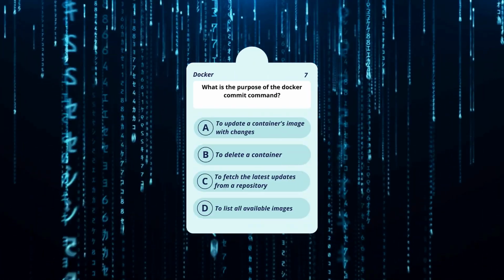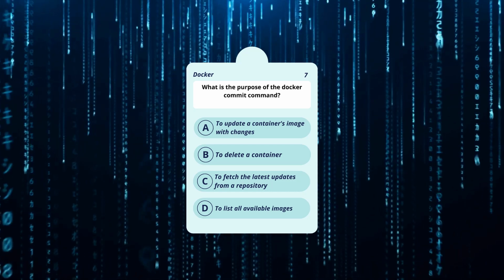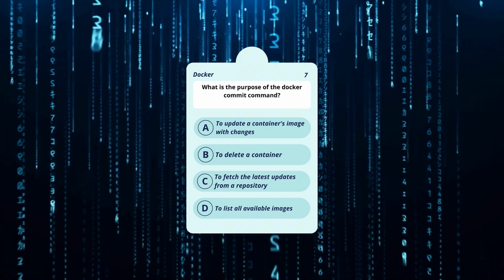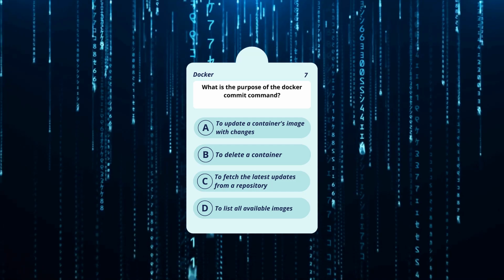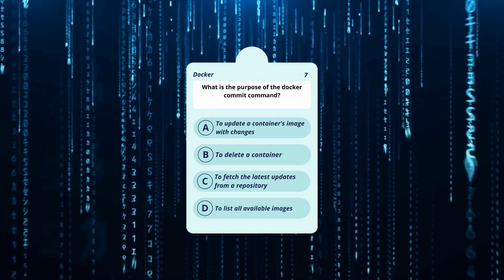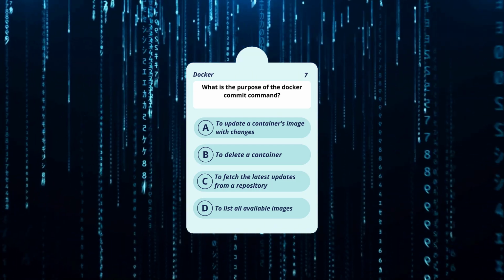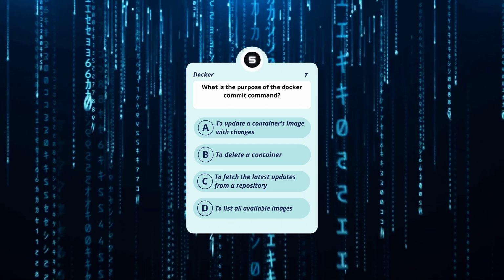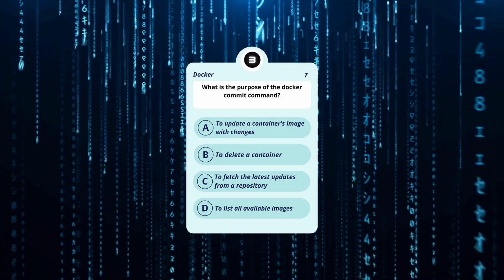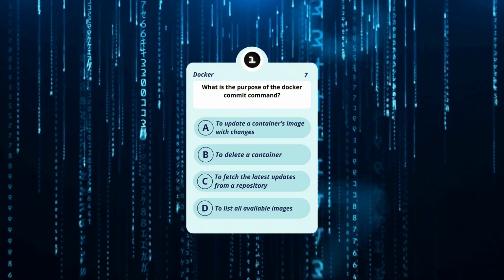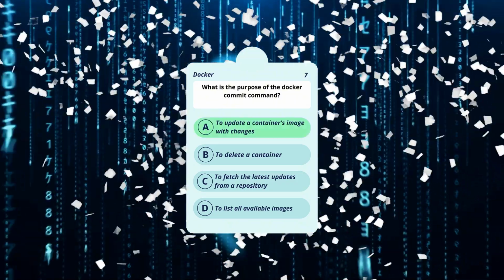What is the purpose of the docker commit command? A. To update a container's image with changes. B. To delete a container. C. To fetch the latest updates from a repository. D. To list all available images. Answer: A.